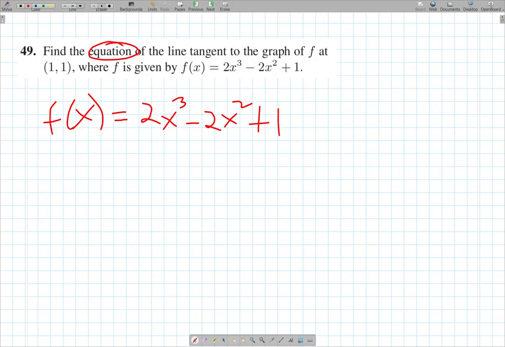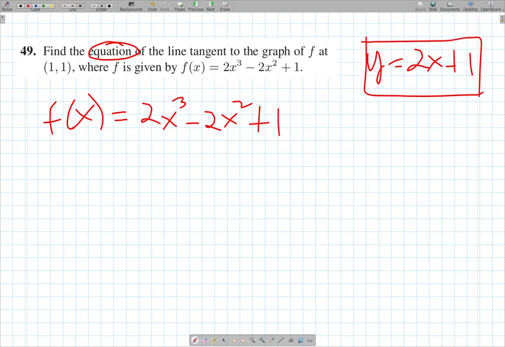What do we mean by an equation? For example, let's say y equals 2x plus 1. That is an example of an equation. Our final answer should look like this, in equation form. Another example, y equals x plus 1. That is an example of an equation. So our final answer should have this form.